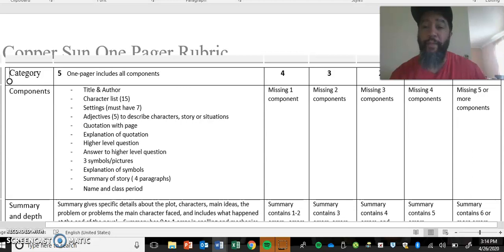That's the rubric. Me and Mrs. Pottenberg will have this up on the LMS, so don't trip. I went over it pretty fast, but you'll have it up to look at.